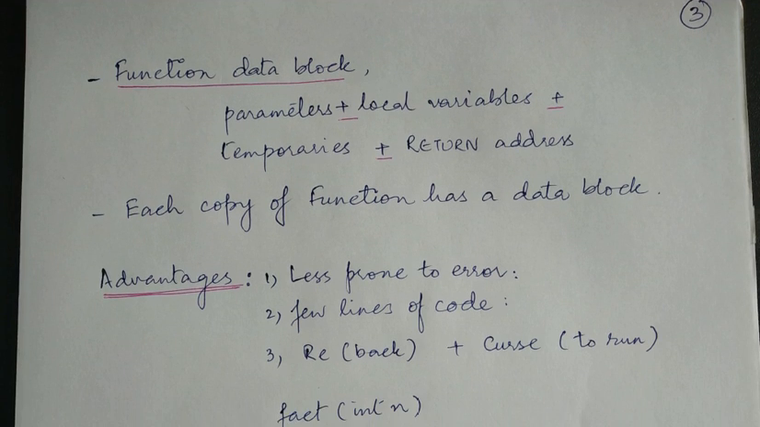So what happens when there is a recursive call? You'll read more about it later in your operating system courses. When you have a process running or a function running, the function has its own context, in the sense that the x in function 1 of the recursive call is different from the x in function 2 of the recursive call. So each function has a copy of its local variables, its parameters, whatever temporaries it has, and it also has a return address.